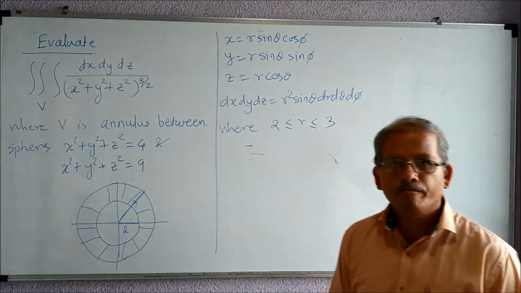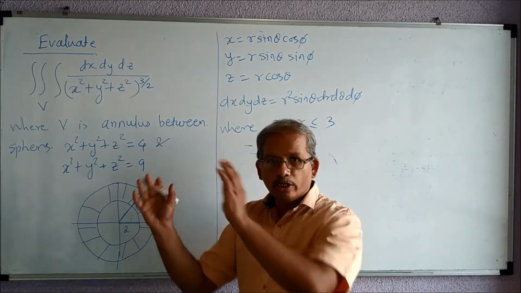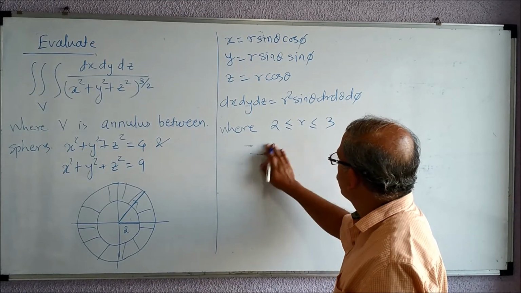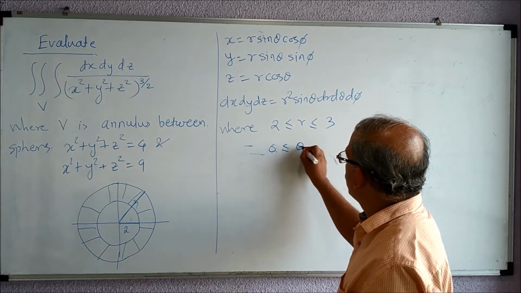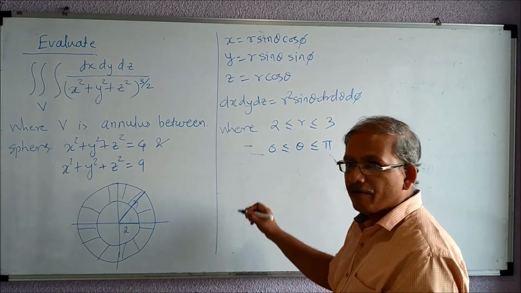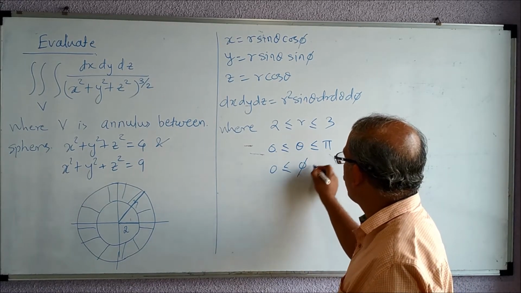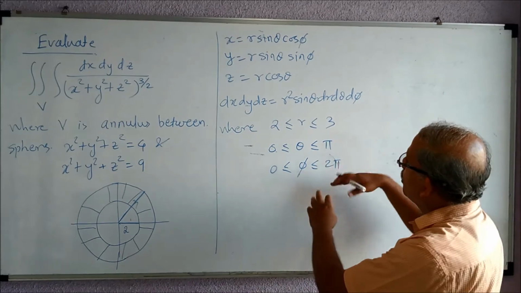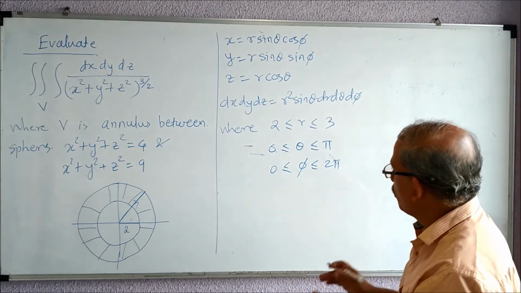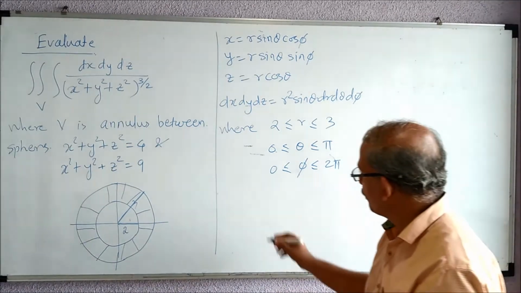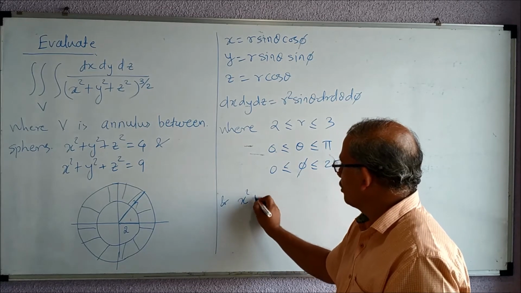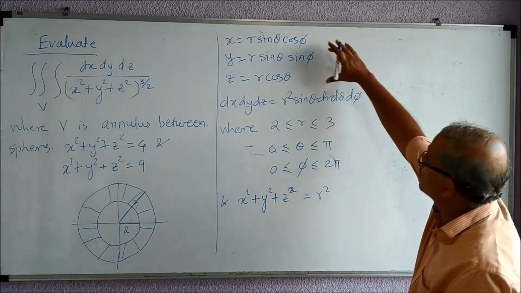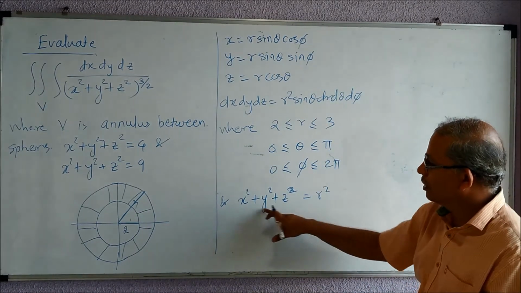This is important. Since the annulus is total, it's like a full sphere now. My theta will vary from 0 less than equal theta less than equal pi, and phi will vary from 0 less than equal phi less than equal 2 pi. So we have these limits and this conversion. In the conversion, x square plus y square plus z square will now be r square.